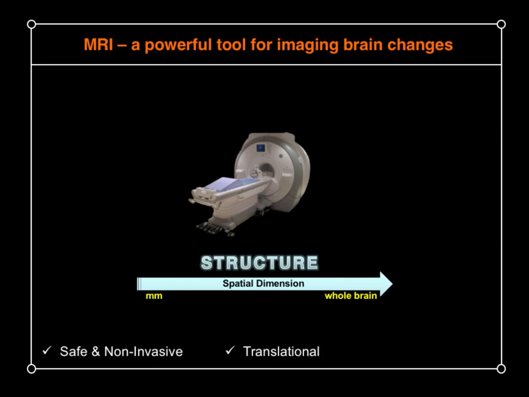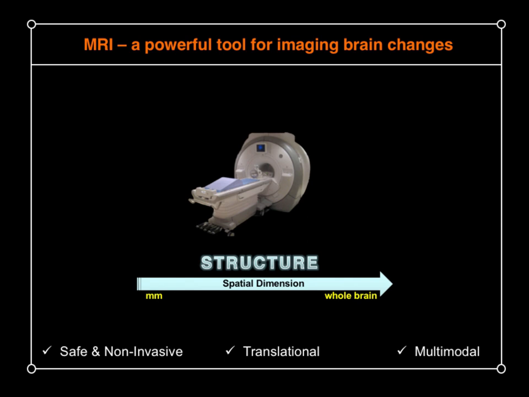It is safe, it's non-invasive, and it's also translational, meaning that anything that you develop here at NIH, a novel pulse sequence that helps you look at a certain facet of the brain, can then be taken into the clinic in a hospital, for instance, and you can try it out. So it's translational. But one of the most powerful properties of MRI is that it's multimodal.